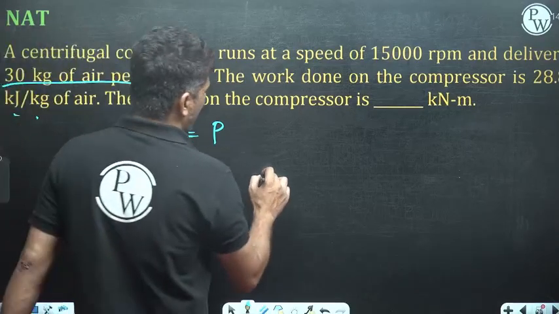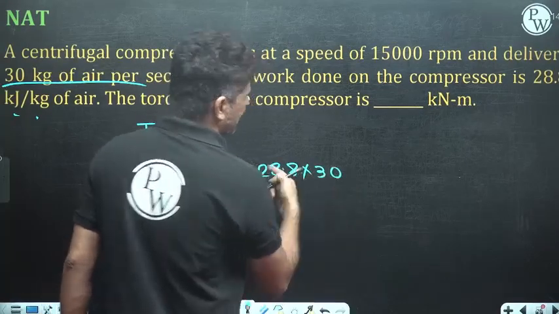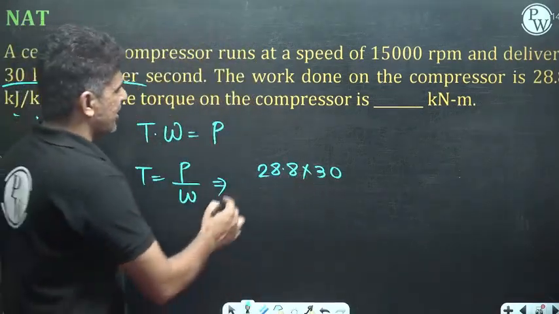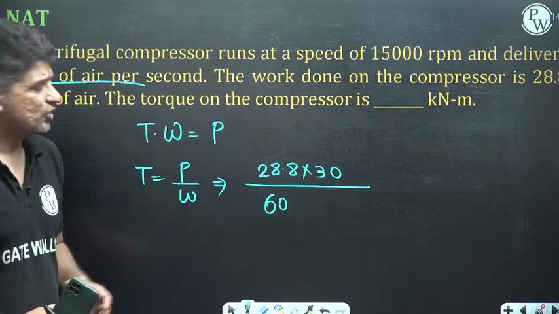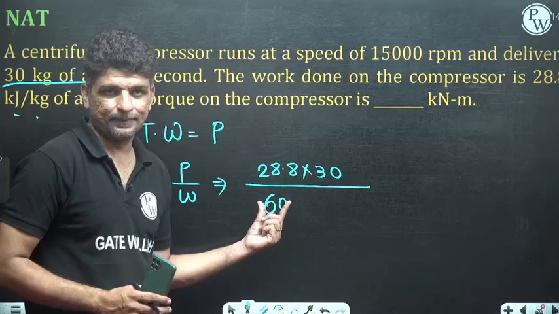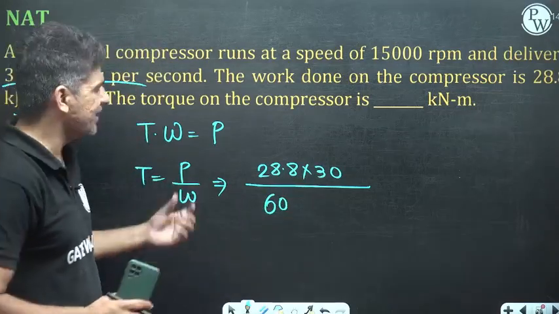So what will be the power? Power will be equal to 28.8 multiplied by 30. This is the work done, but this work done is per minute. Okay, so divided by 60. So this is the work done per second.